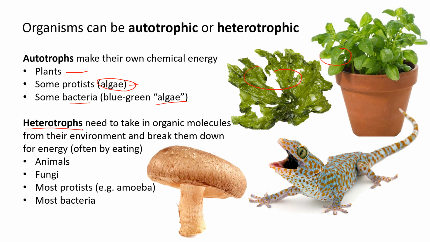Heterotrophs, on the other hand, hetero means other. They have to get their energy from someone else. They need to take it in by eating something else, usually. Fungi don't eat, but they sit on top of things and dissolve them and start to take in the molecules that way. Most protists, like amoeba, which are blobby single-celled organisms, can engulf other single-celled organisms. And most bacteria have to take in their materials from their environment as well. Most of them cannot photosynthesize.